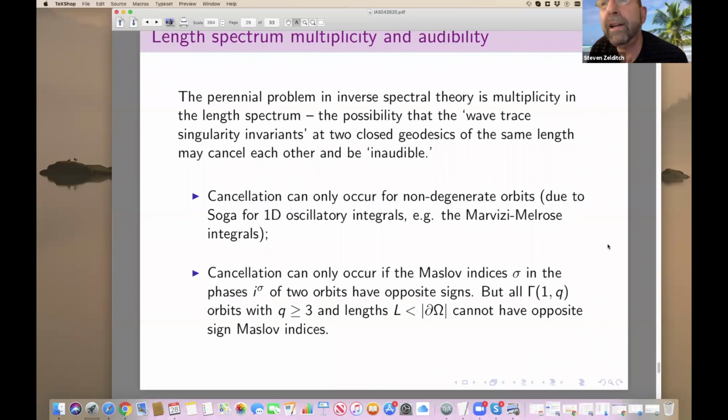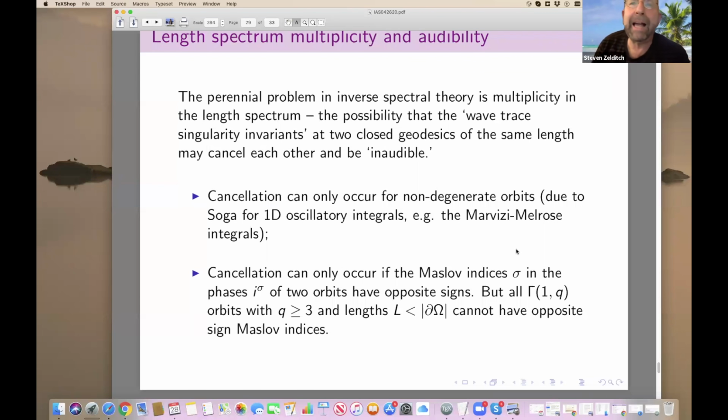So here's sort of the question that you were asking. The perennial problem in inverse spectral theory is multiplicity in the length spectrum. You could have more than one closed orbit of the same length. The wave trace invariants of those orbits can possibly cancel each other out. Why? Because you have these i to the sigmas in front of the terms. Sigma is a kind of Morse index or a Maslov index. It's very hard to control sigma and i to the sigma for enough periodic orbits. So it's very hard to prove that you don't get like 1 and i squared occurring, and you cancel out.